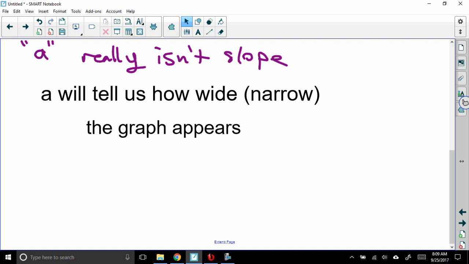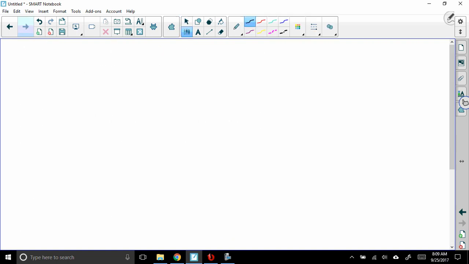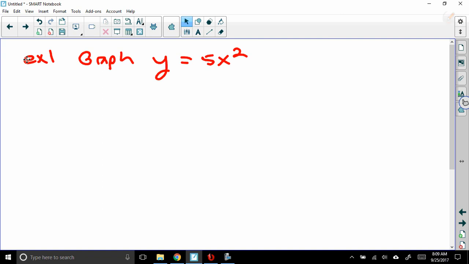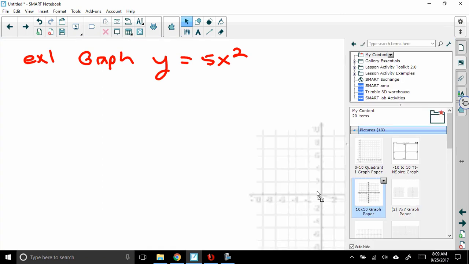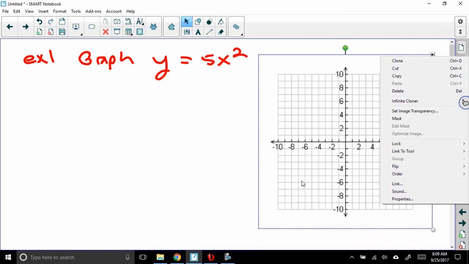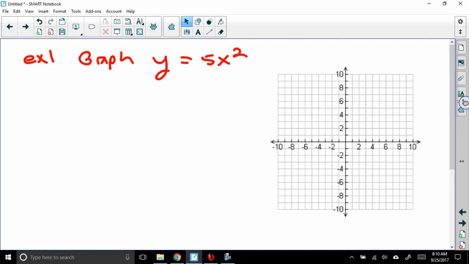Everybody understand what the purpose a serves? Cool. So in tonight's exercises, you might have to graph something like this. So here's example 1. Graph y equals 5x squared. The nice thing about this is on graph paper, there's only going to be 3 points that are going to fit on the graph paper, so there's not much work to do. And if you understand what a does, you'll be able to graph these that fast without touching any kind of graphing technology.